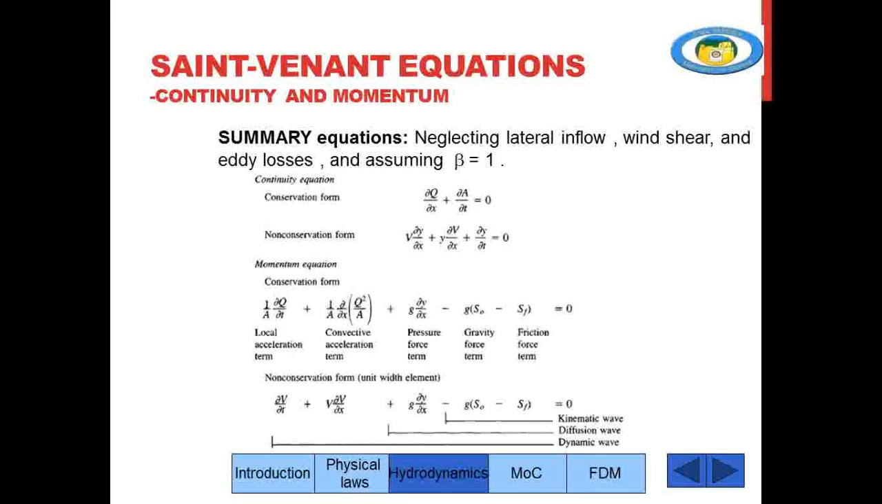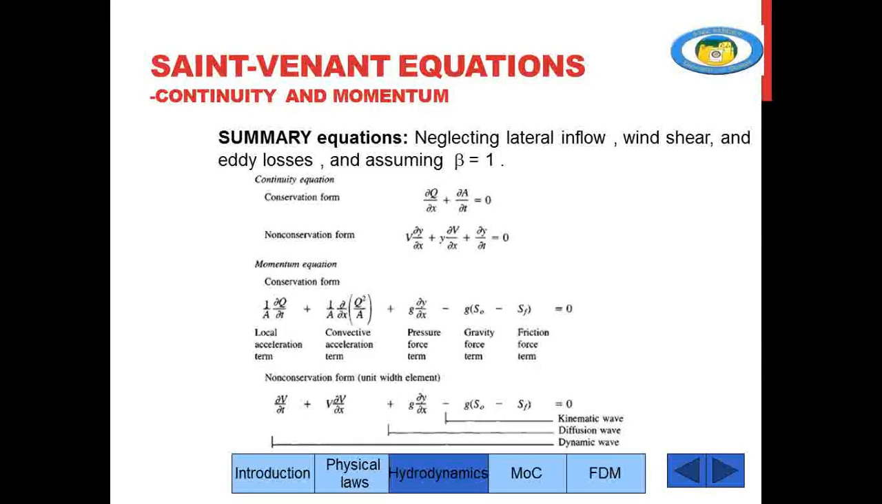Now, to solve the Saint-Venant equation, we commonly use a number of procedures, but among others, we use finite difference method. We may use finite element method or finite volume method, or you may use method of characteristics. So in the next couple of chapters, we'll be talking about, among others, the method of characteristics first, and then we'll move on to the finite difference method.